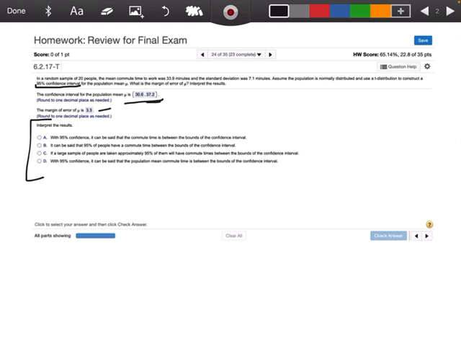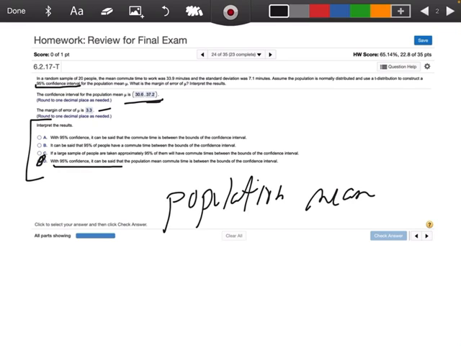It says with 95% confidence, it can be said that the commute time is between the bounds of the interval. Remember, we're looking for the population mean, right? And that doesn't specify population mean. It just says the commute time. Let's see. It can be said that 95% of people have a commute time between the bounds of the confidence interval. Let's see. Here we go. Look at choice D. Choice D says with 95% confidence, it can be said that the population mean commute time is between the bounds of the confidence interval. So again, we're looking for that population mean, okay?